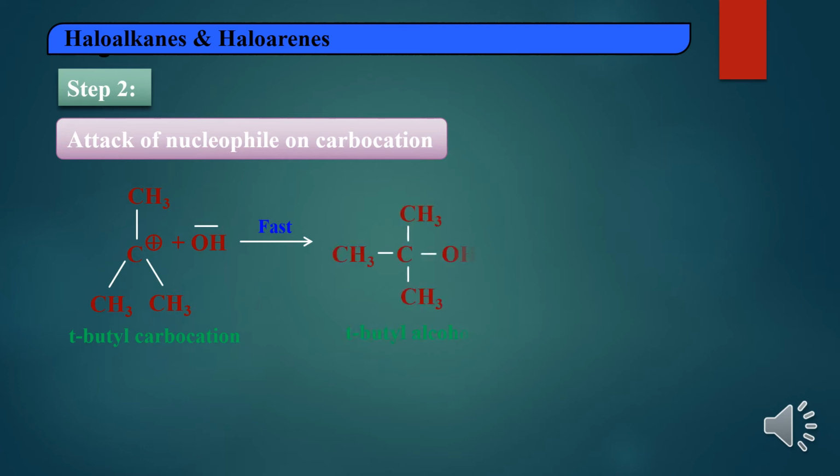So tertiary butanol is the product. It can give a D isomer and an L isomer. If OH is attached to the right side, it is called the D isomer. If OH is attached to the left side, it is called the L isomer. So the product is a racemic mixture, because the nucleophile can attack from the rear side as well as from the same side. That's why a racemic mixture is the product.